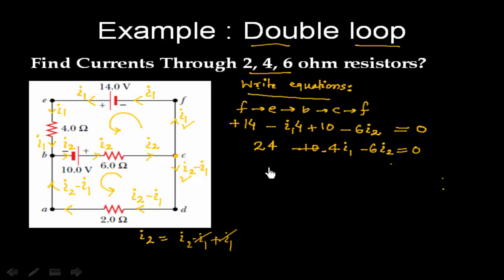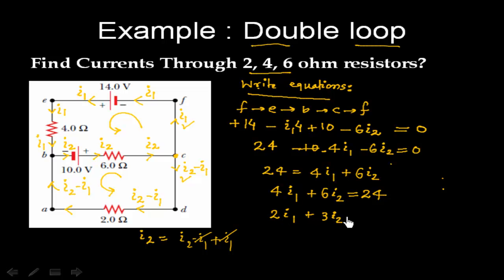I can write 24 is equal to 4I1 plus 6I2. So we have one equation, 4I1 plus 6I2 equals 24, or in a simplified way, 2I1 plus 3I2 equals 12. So this is the first equation.